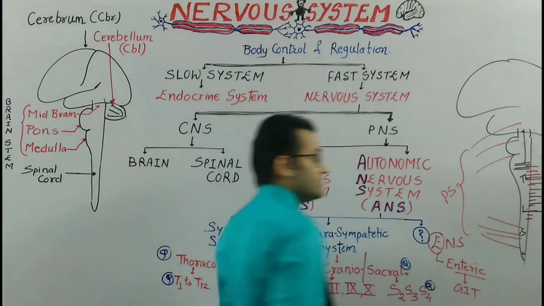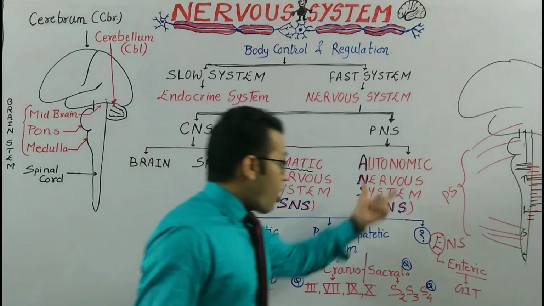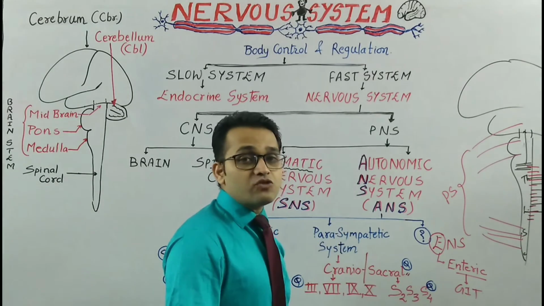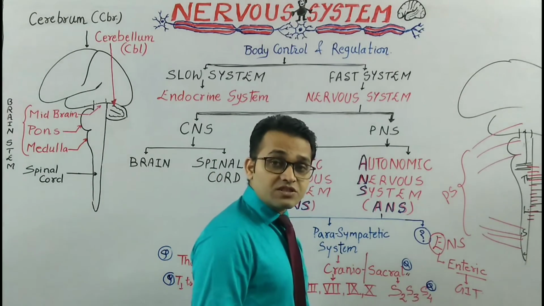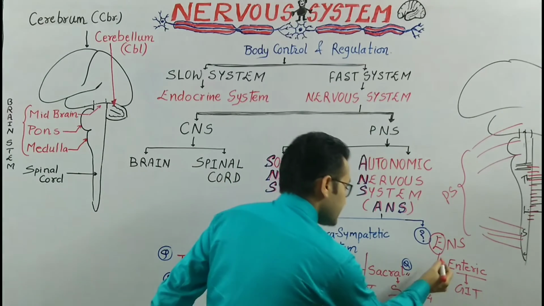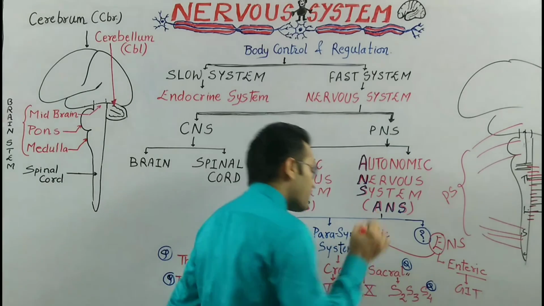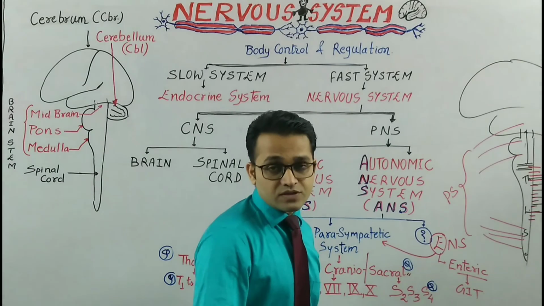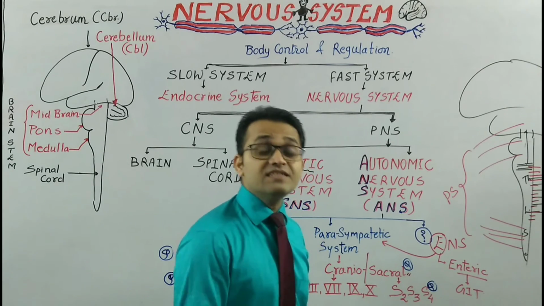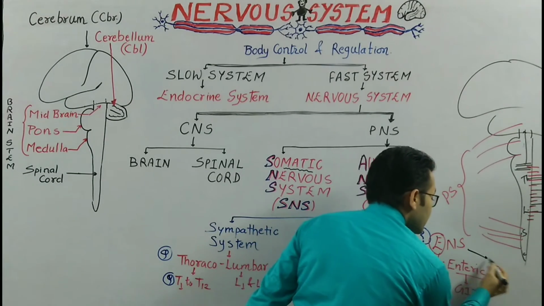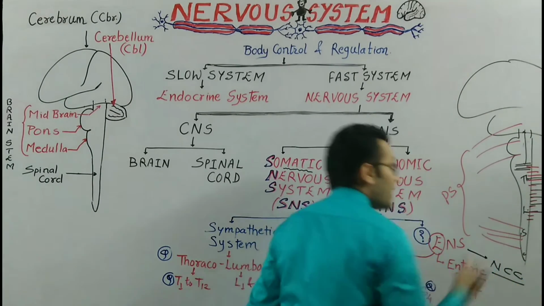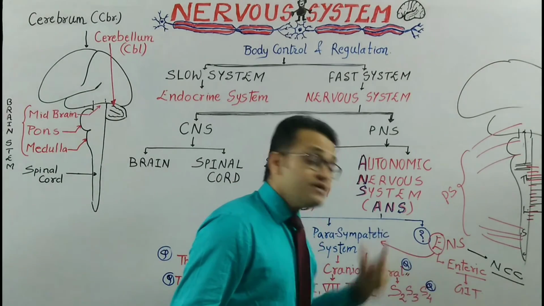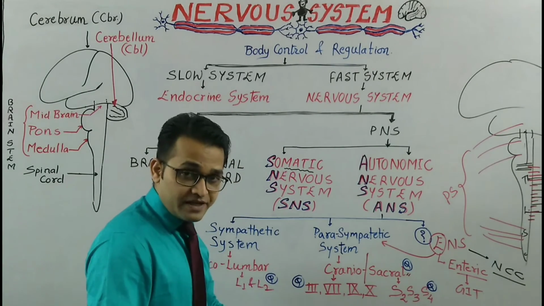Enteric means GIT. So the part of the autonomic nervous system which controls the activity of the GIT, which controls the peristalsis of the GIT, is the enteric nervous system. Previously, this enteric nervous system was included within the parasympathetic system, but now it has been seen that it, like the Auerbach plexus, is derived from neural crest cells. That's why it is now categorized separately from the parasympathetic system. So this is one update for you.